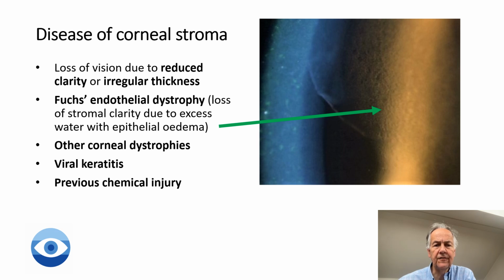One common condition is Fuchs endothelial dystrophy, in which the natural decline in endothelial cell numbers in life is accelerated, so corneal function fails at the age of 50, 60 or 70. In this condition, reduced vision is due to loss of clarity of the corneal stroma, along with hazing of the epithelium, as seen in this picture. The corneal stroma may be abnormal in other corneal dystrophies, viral keratitis, or with previous chemical injuries, mainly with alkali.